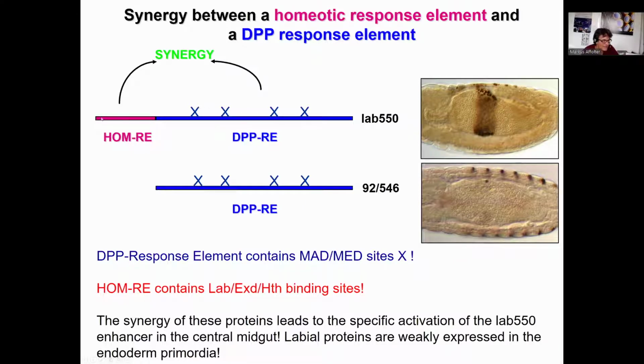It didn't bind here in this element, but it bound at 4 sites here, here, here, here. When you mutate these 4 sites, the enhancer, when you delete this, I'm sorry, when you delete this here, and all the DPP elements are still there, the enhancer is not activated. When you delete these 4 sites, the enhancer is also not activated.